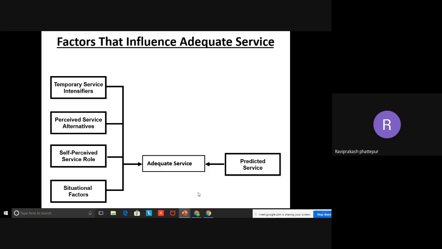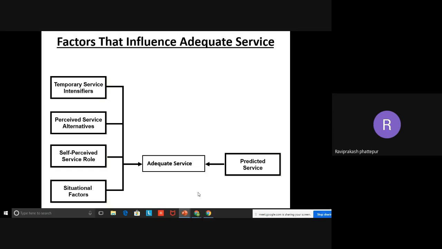Coming to the next one, that is perceived service alternatives. Perceived service alternatives are other providers from whom the customer can obtain service. If customers believe they have multiple service providers to choose from, or if they can provide the service for themselves, their levels of adequate service are higher than those of customers who believe it is not possible to get better service elsewhere. So here, alternatives is the word to remember.